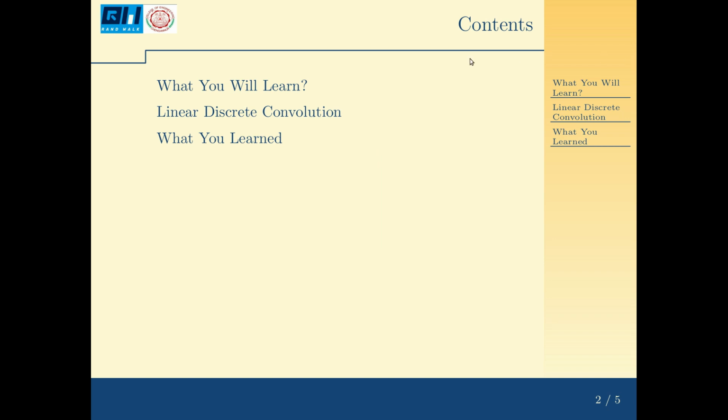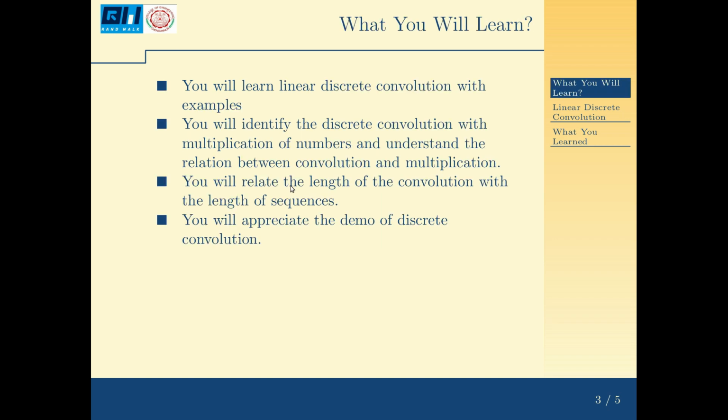So the contents of today's session are your learning outcomes, linear discrete convolution, and the summary of understanding. In this video you will learn discrete convolution with examples. Then you will identify the discrete convolution with the multiplication of numbers, and you will understand the relation between convolution and multiplication. You have seen discrete convolution in your school classes when you learned multiplication. You have done it like a discrete convolution.